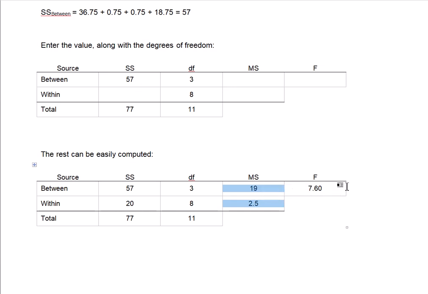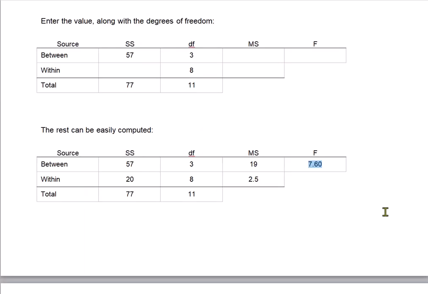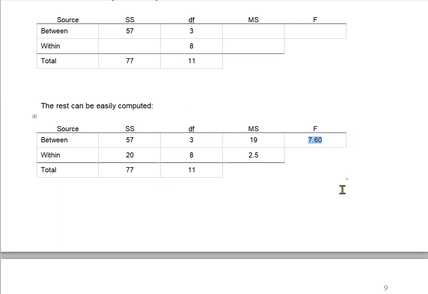19 divided by 2.5 gives us the final answer. Here we go. 19 divided by 2.5 leaves us with the answer, 7.6. And then if I were writing this up, I would write it up as F parentheses 3 comma 8 close parentheses equals 7.60.